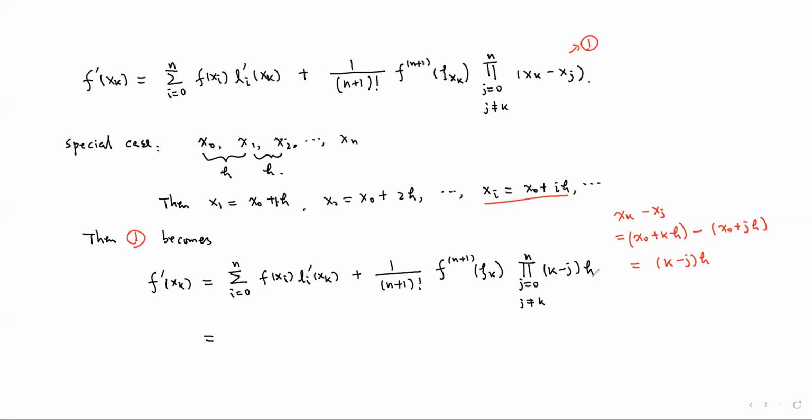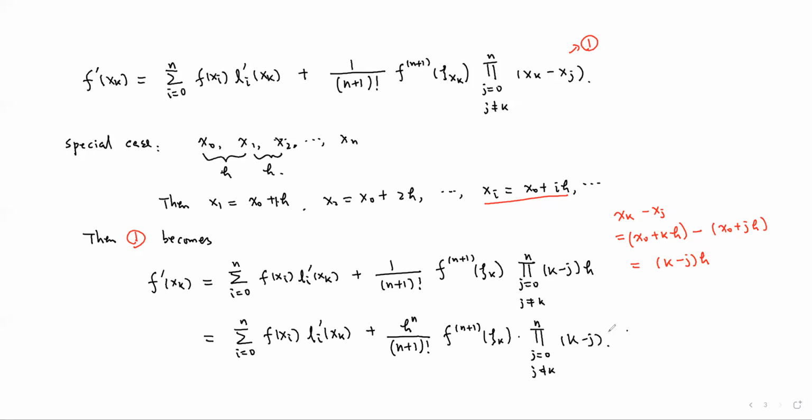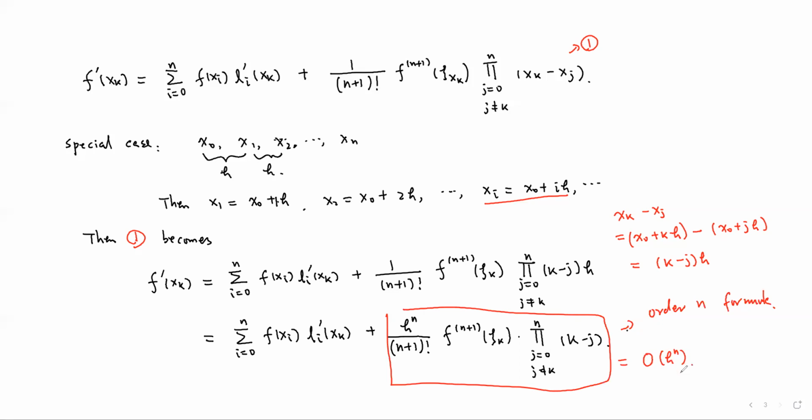Here, how many h? n h. So the formula can be simplified as follows. I can take out h to the n, so h to the n over n plus 1, times a constant that doesn't depend on h. This is a constant. So this formula is an order n formula. The error I can write as big O of h to the n. This is an order n formula.